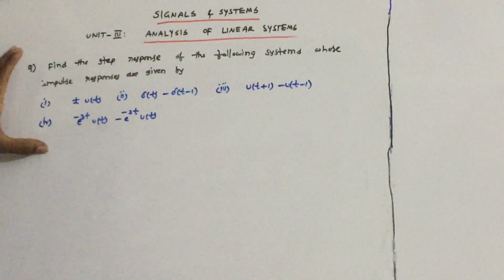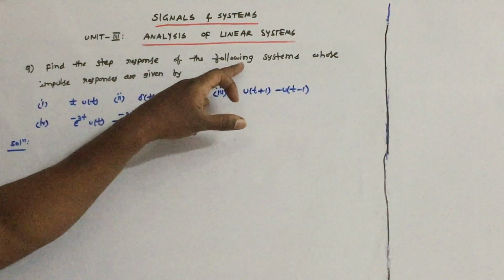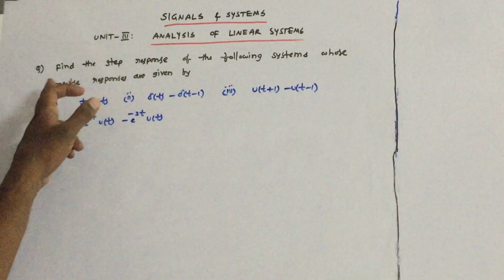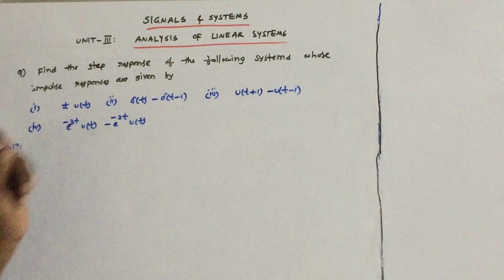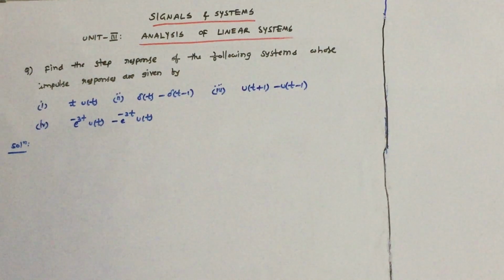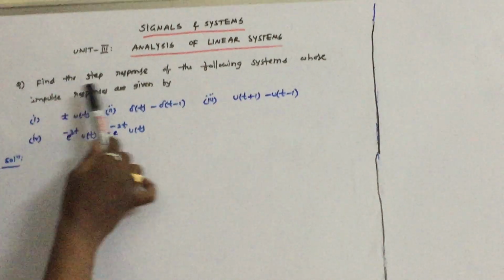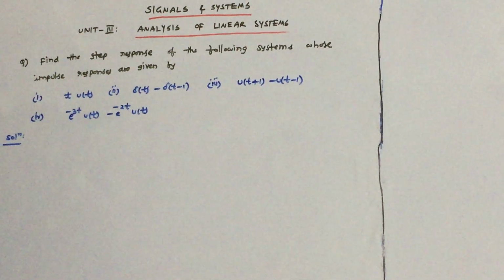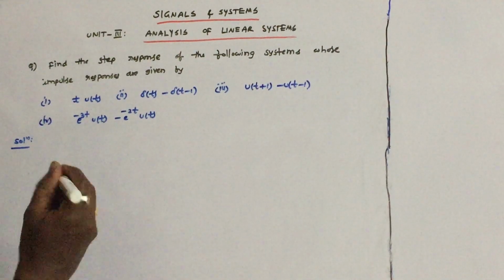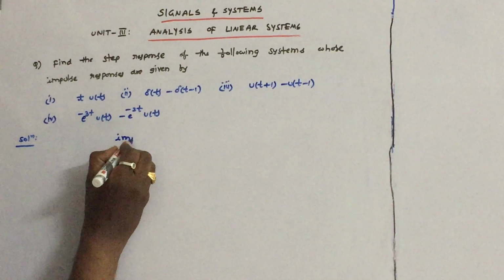Let us see this question. Find the step response of the following systems whose impulse responses are given by 1, 2, 3, 4. I have given 4 examples. So we want to find out the step response of these systems whose impulse responses are given. So let us see. As you know, what is impulse response?